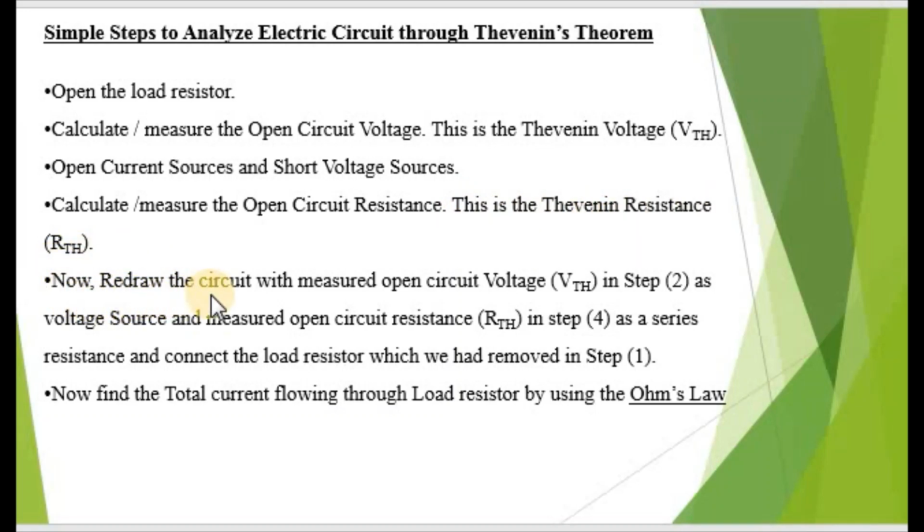Now, redraw the circuit with the measured open circuit voltage, VTH, from step 2, as a voltage source and the measured open circuit resistance, RTH, from step 4, as a series resistance, and connect the load resistor which we had removed in step 1. Now find the total current flowing through the load resistor by using Ohm's law.